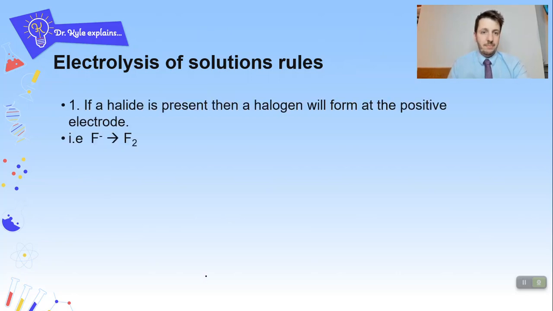So rule number 1, if a halide is present, then a halogen will form at the positive electrode. For example, I've got my halide here, fluoride, and it will make fluorine. So for any group 7 element, that's the halogens, if you have the ion of it, it makes an -ide. For example, chloride is the negatively charged ion, and that will make chlorine. Bromide will make bromine, Br2.